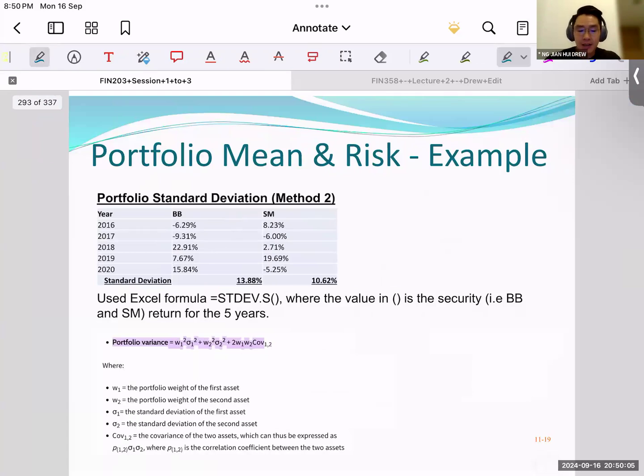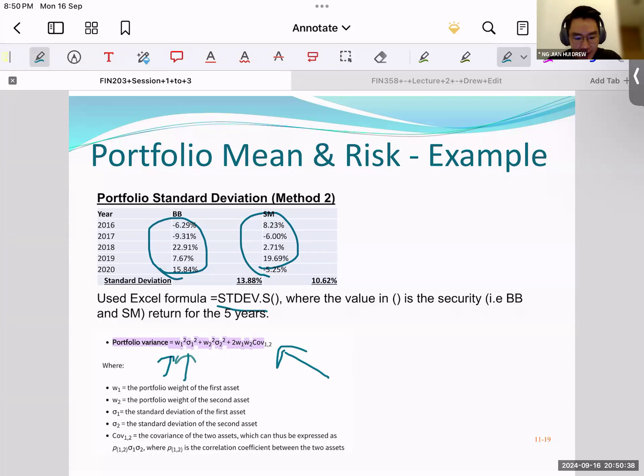In the finance method, we simply take the standard deviation of BB, standard deviation of SF. Again, we use the same thing, standard deviation dot S. Once this is done, we need to use this formula given here. And what is this formula trying to say? It says that the portfolio variance is equal to the weight of the first asset squared, times the variance, plus the weight of asset 2 squared times the variance, plus 2 times the weight of asset 1, weight of asset 2, and this thing called covariance. So COV 1, 2.